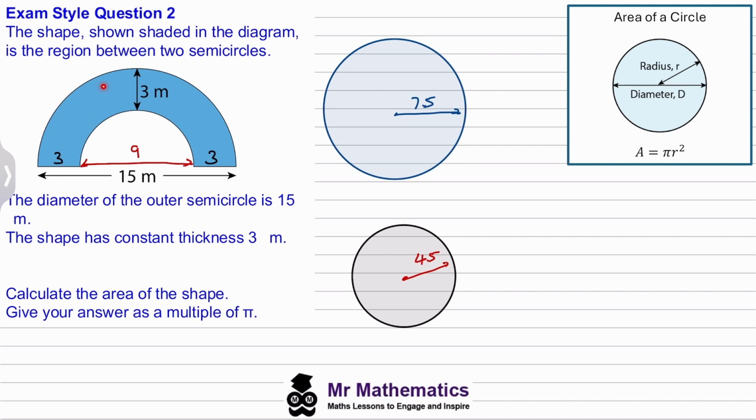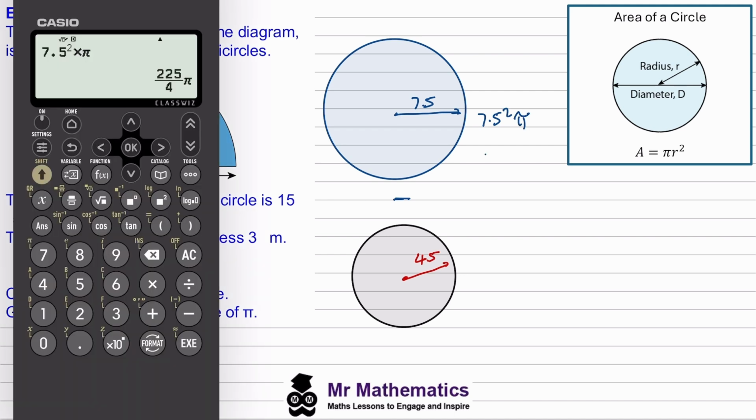So to work out the shaded region, we'll work out this big circle, we'll work out the smaller circle, and then we'll find the difference between the two. But then we'll need to divide it because this is a semicircular shape. So for our big circle, this will be 7.5 squared times pi, 225 pi over 4. We'll work out the smaller circle, 4.5 squared times pi, which is 81 pi over 4.